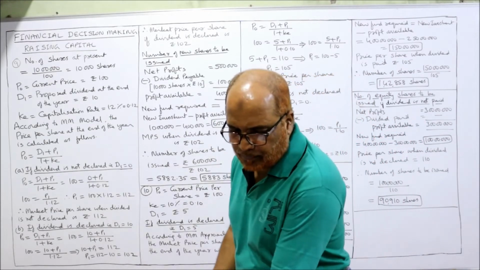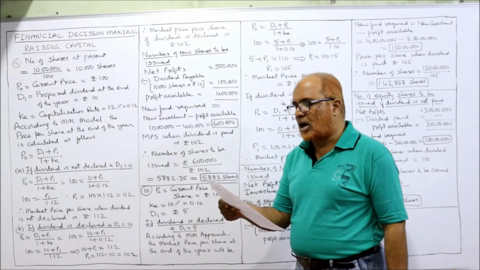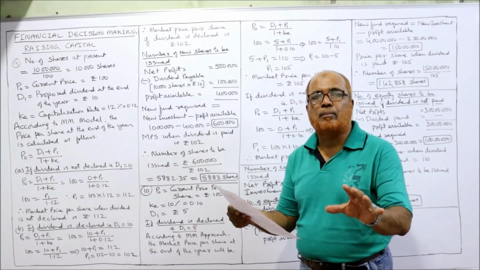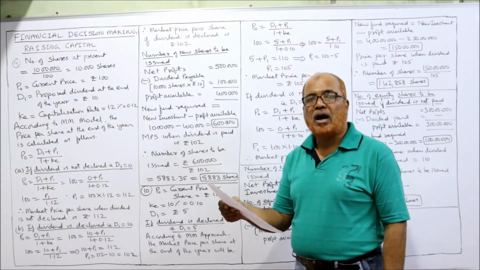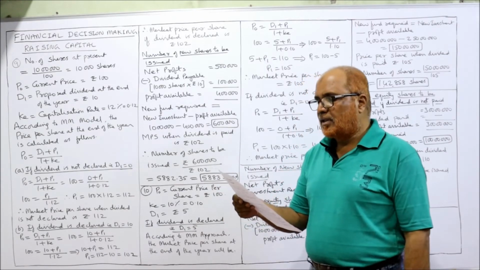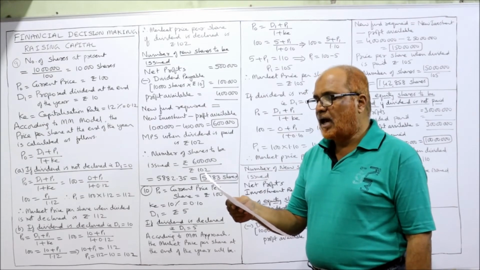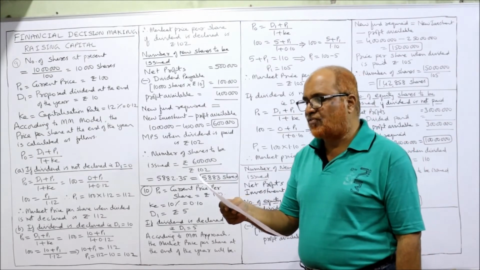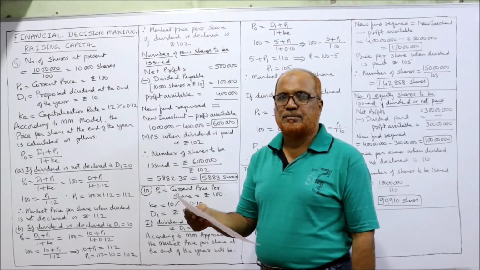Now the 10th problem. G Limited currently has 10 lakh equity shares outstanding. Presently the number of shares is 10 lakh. Current market price per share P0 is 100 rupees. The net income for the current year is 3 crore and the investment budget is 4 crore. Cost of equity is 10%.